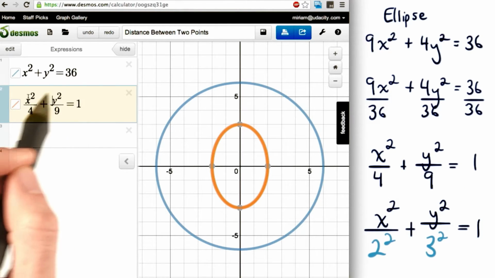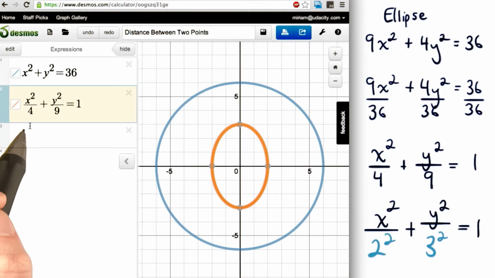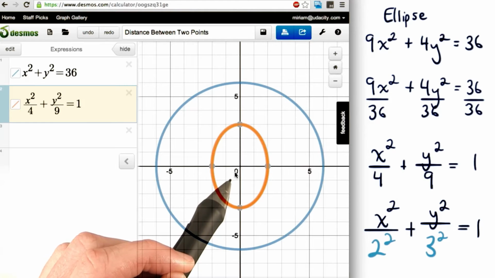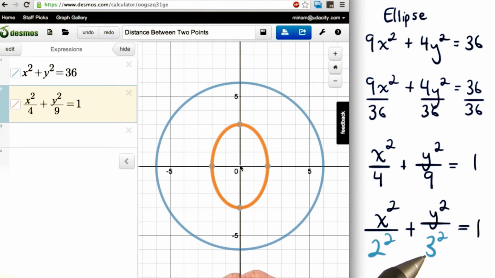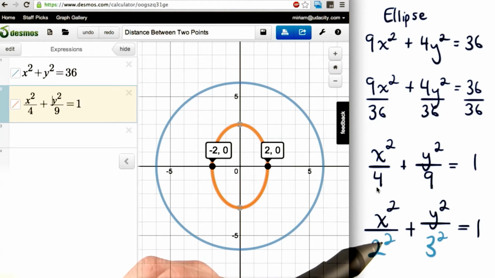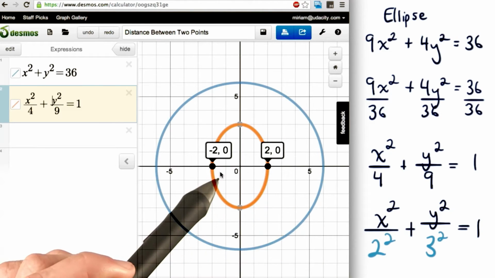And remember that we're basing this equation on the Pythagorean theorem. So we can really think of 4 as 2 squared, and we can really think of 9 as 3 squared. We could have graphed this ellipse by looking at these 2 numbers. The squared number underneath the x squared term tells us to move 2 units left and right from the center.